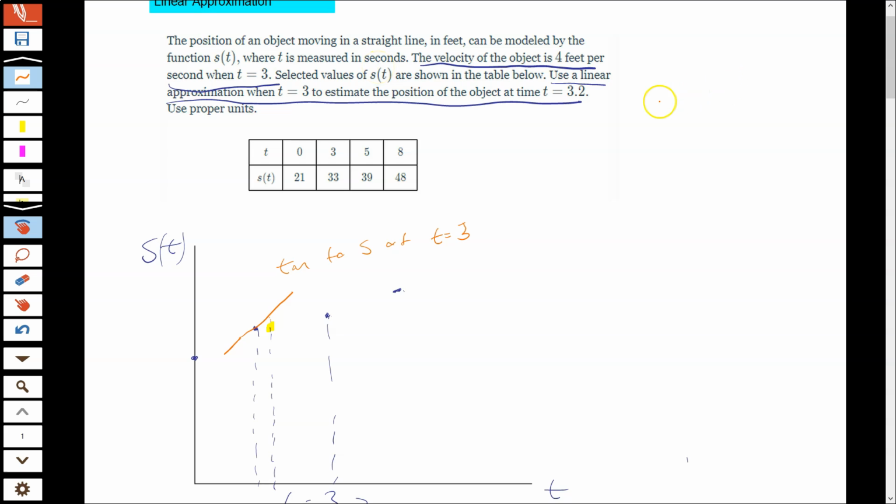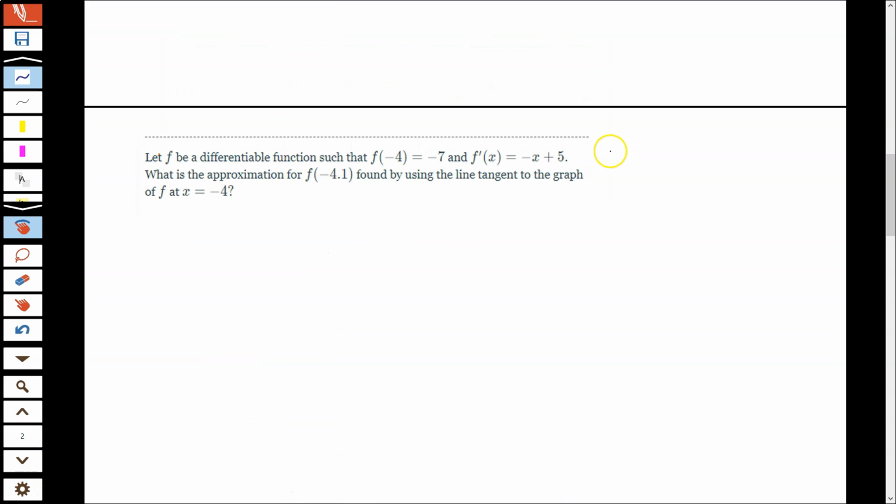We're going to come back to problems like these in a few lessons. We're going to start with something a little bit more basic though. Okay, so here's an example of a very basic linear approximation problem. So notice f is a differentiable function, and we know this point on f. We don't know what f is. So f of x is an unknown for us. We don't know what it is. But we do know how f is changing. Okay.